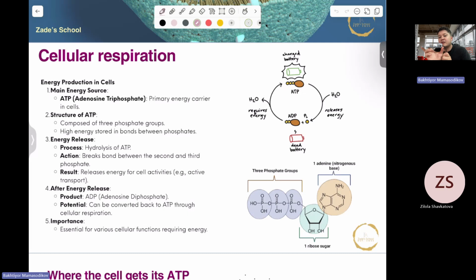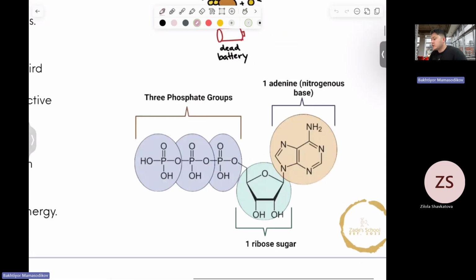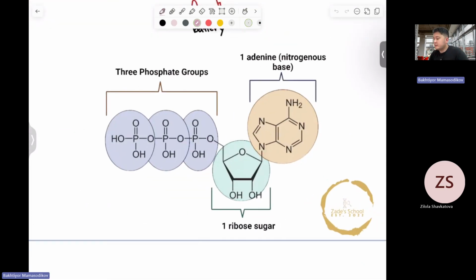ATP stands for adenosine triphosphate. The molecule of ATP, you can see here, is made of one adenine, one ribose sugar, and three phosphate groups. So ATP is a charged battery. When your body needs energy, for example, to contract the muscle, to pump the blood, to send nerve signals, it always uses the ATP molecule.